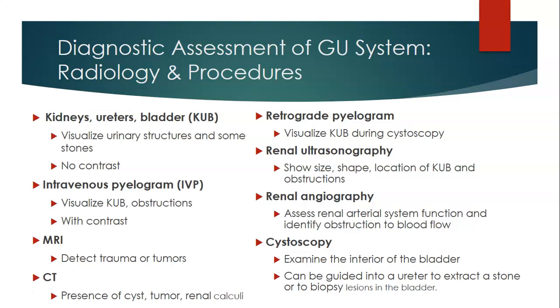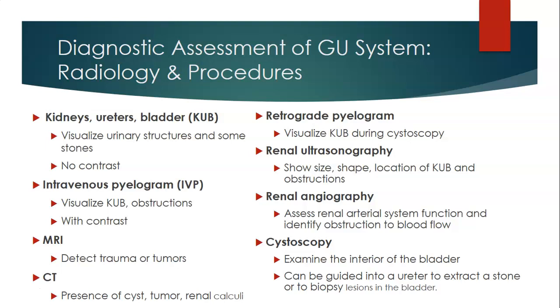Anyways, I digress. A KUB is used to visualize the urinary structures and any radio-opaque stones that might show up. It's a single radiographic view of the lower abdomen, and it is done without any sort of contrast media. An IVP, an intravenous pyelogram. This is again used to visualize kidneys, ureters, and bladder. It's used to detect obstructions, potentially related to tumors or stones.